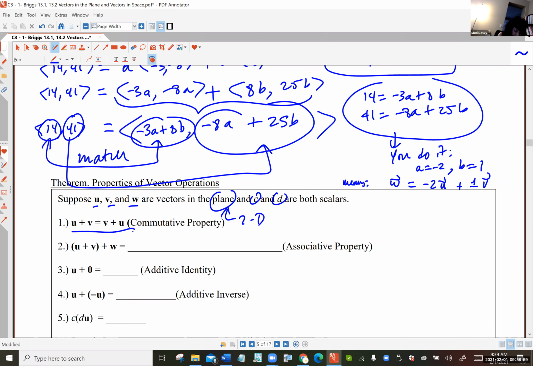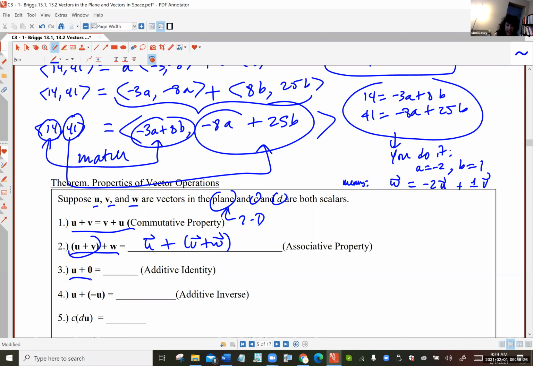Fine. Then it doesn't matter what order you add vectors together in. U plus V will always give you V plus U. It's commutative. Nice. What about if you were adding 3 vectors together simultaneously? Well, there is the associative property. You could add the U and V together first, that's where the parentheses are, then add W. Or if you prefer, you could add the V and W together first, then add U. It doesn't matter. It's all the same.